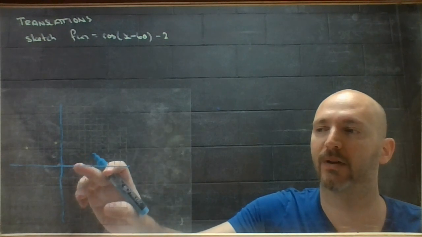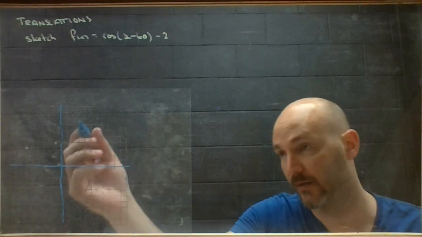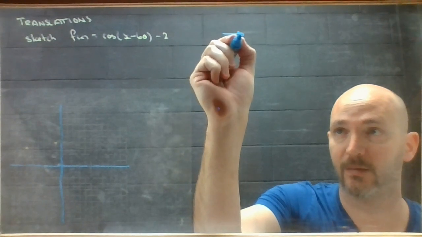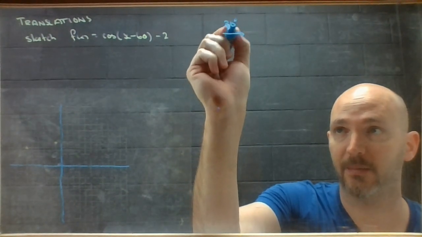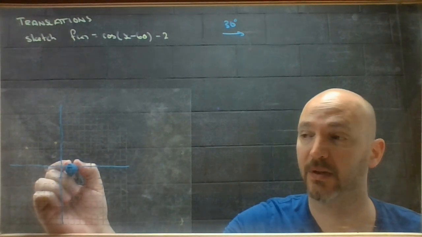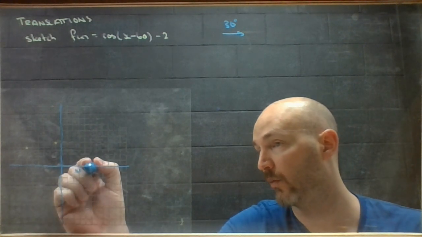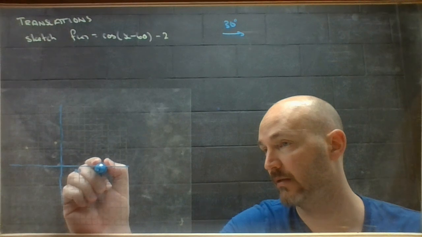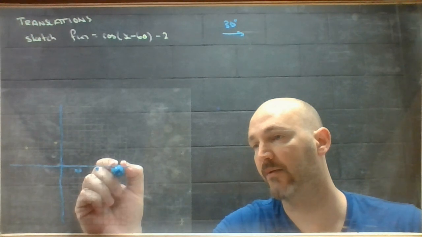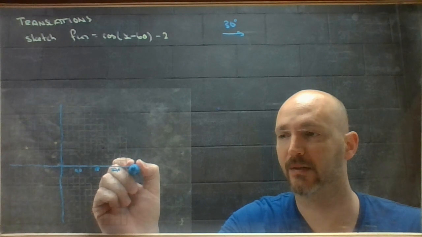And if I go 1, 2, 3, 4, 5, I'm never going to get to 360. So I'm going to set my grid up going in 30s. 30-degree steps in this direction. So that would be not 1, that would be 30, 60, 90, 120, 150, 180, 210, 240, 270, 300, 330, 360 would be here.